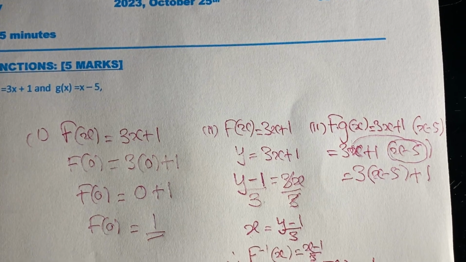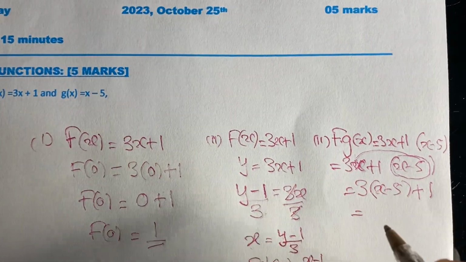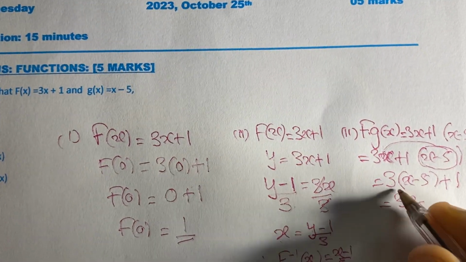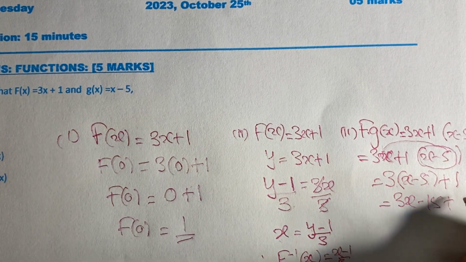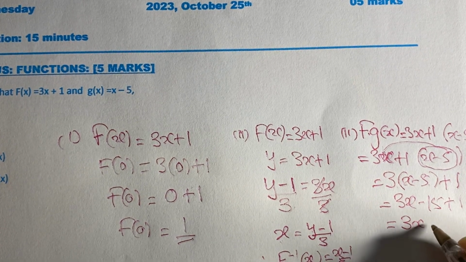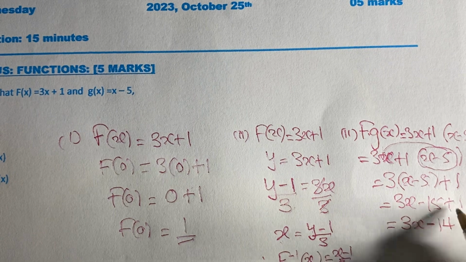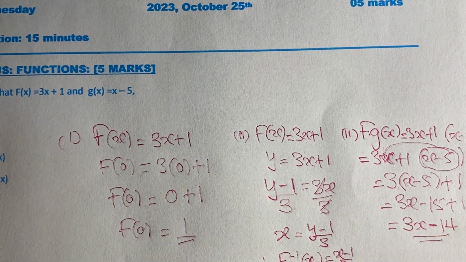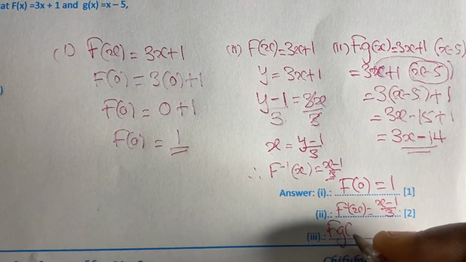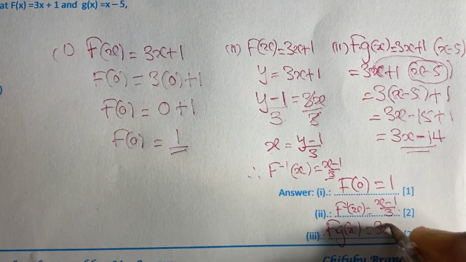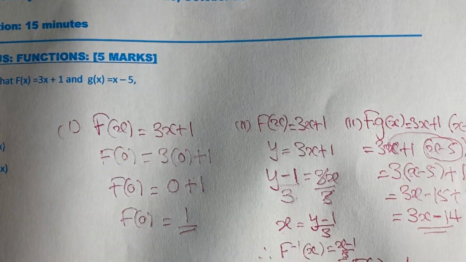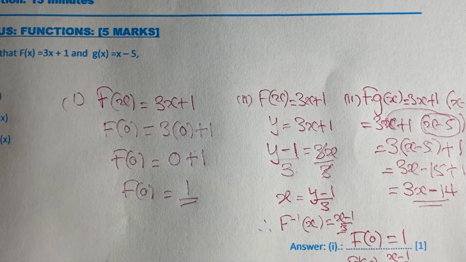Then we're simply going to multiply. This is going to become 3 times x, which is 3x, minus 3 times 5. This is going to become 15, then plus 1. Then lastly this is going to become 3x, negative 15 plus 1. This is going to give us negative 14 because the signs are different. So here on the answer space, we're now going to say f g of x is going to be equal to 3x minus 14.